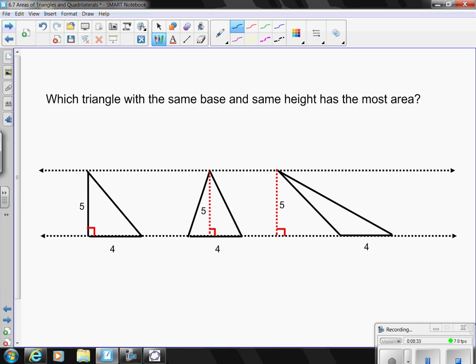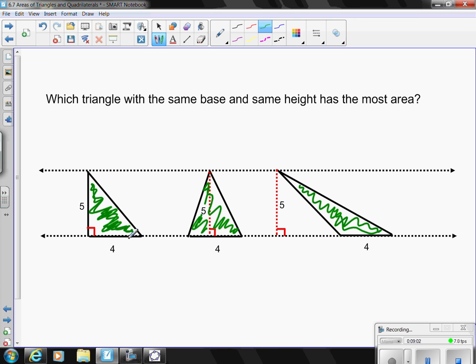Okay, here's a question I want you to think about for a second. Which triangle with the same base and the same height has the most area? So, is it this triangle over here? Does this have the most area? This triangle here? Or is it this triangle here? Which has the most area?